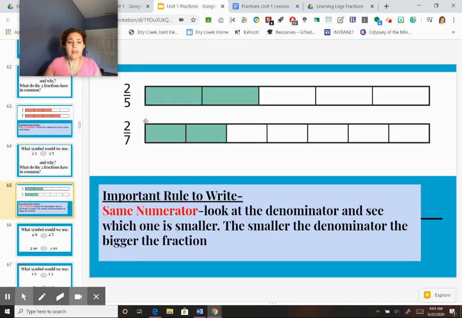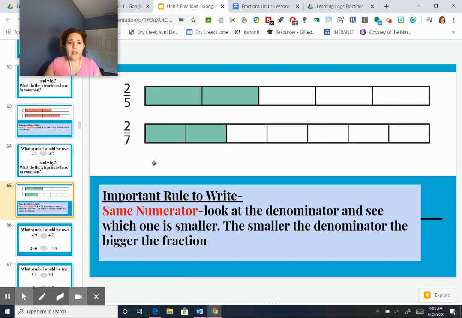In this case, this is broken up into 1, 2, 3, 4, 5 equal pieces. This one's broken up into 1, 2, 3, 4, 5, 6, 7 pieces. Here I have 2 out of the 5, and here I have 2 out of the 7. So this is an important rule to write down. So which one's bigger? 2/5.